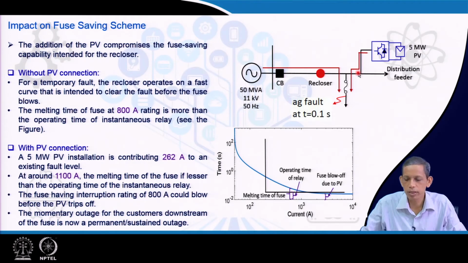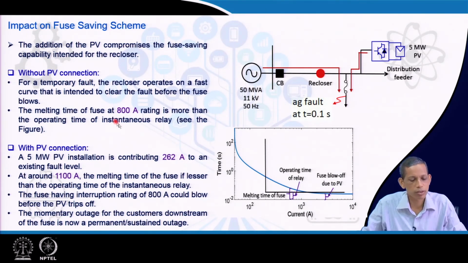Now, note what happens in this case. With the PV connection, with the PV penetration becoming more, the current through this path becomes more. For this IDMT characteristic of the fuse, it goes to the higher current, and this higher current leads to a point like this, where the fuse blown out period may be smaller than the instantaneous protective relay characteristics, and that is what we see here.